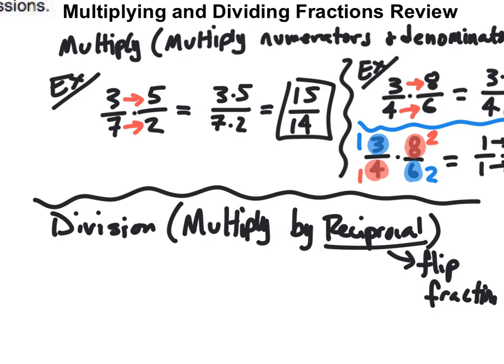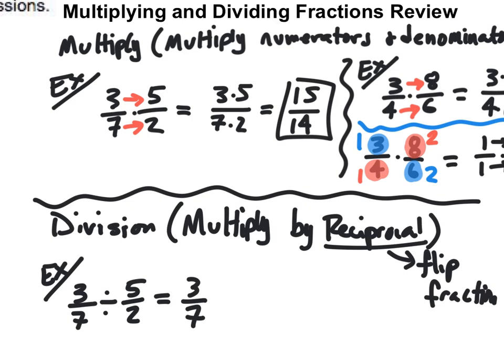Now let's look at an example here. Let's do 3/7 divided by 5 halves. In order to do the division, I would take 3/7, keep that fraction the same, but multiply by the reciprocal, which means I'm going to flip my fraction and multiply by 2/5. And then it becomes a multiplication problem, and we just multiply across.